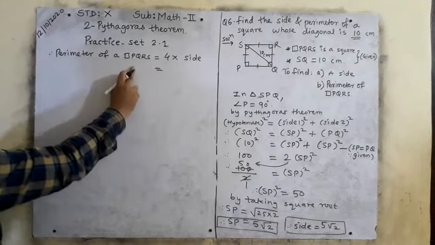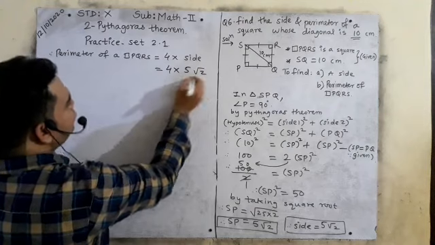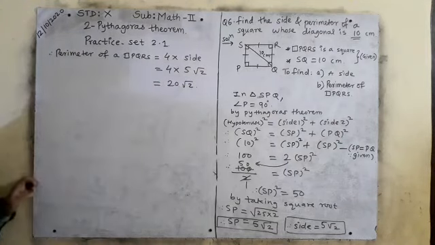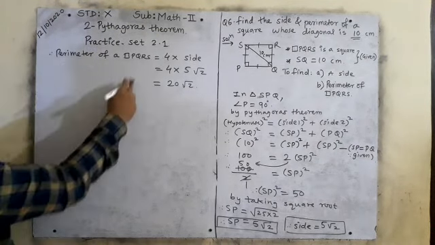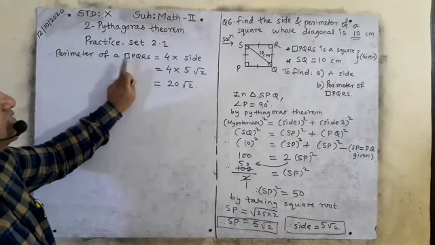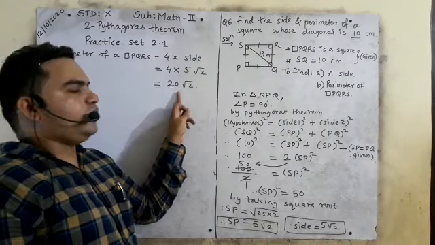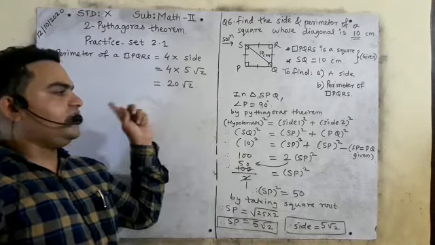PQRS is a square, therefore we are using 4 into side, that is 4 multiplied by 5 root 2. So 4 5s are 20 square root 2. Is it clear? So this is your second answer. Perimeter of quadrilateral PQRS, and quadrilateral PQRS is a square. So we have used 4 multiplied by side, 4 into 5 root 2, that is 20 square root 2. Is it clear? So this is your first answer. This is your second answer.